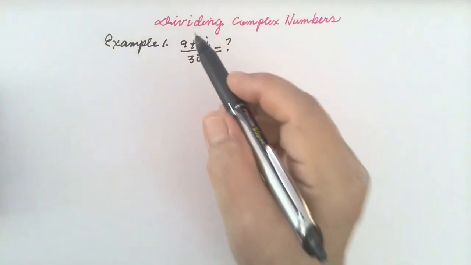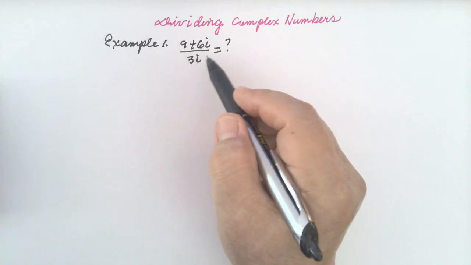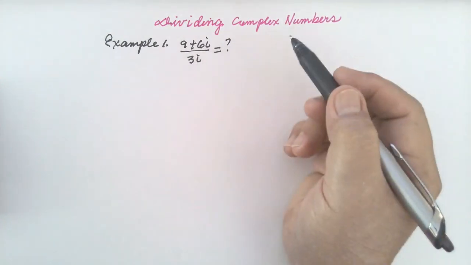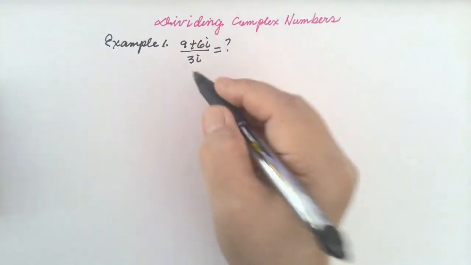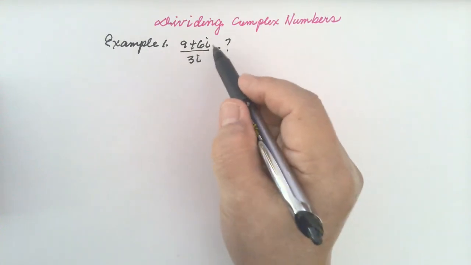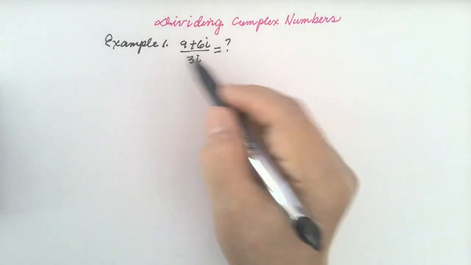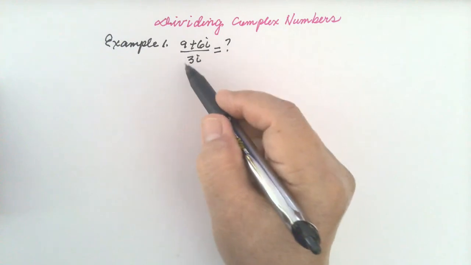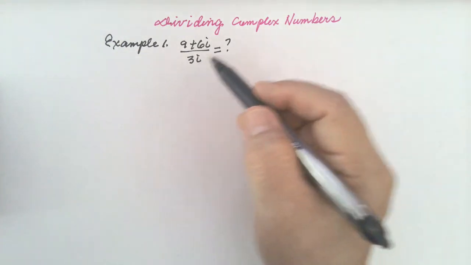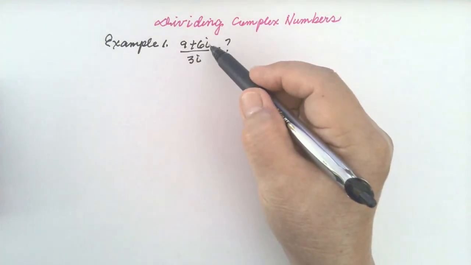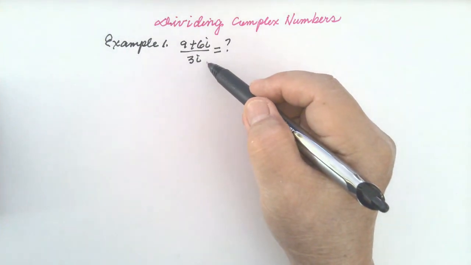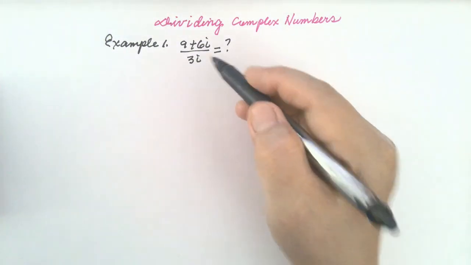Example number 1. 9 plus 6i over 3i. If a complex number is divided by a pure imaginary number, multiply the numerator and the denominator by i. Let's do that.